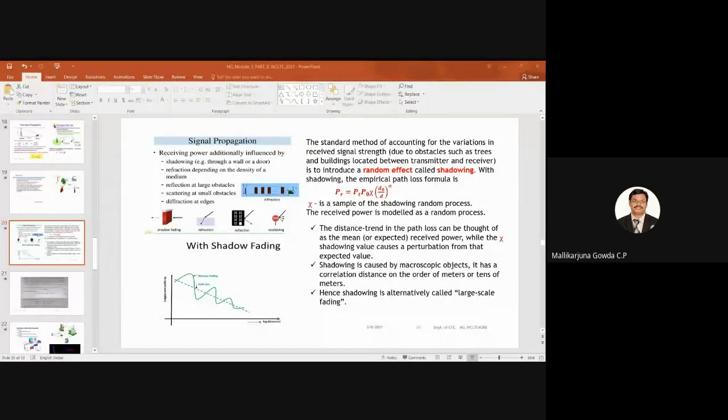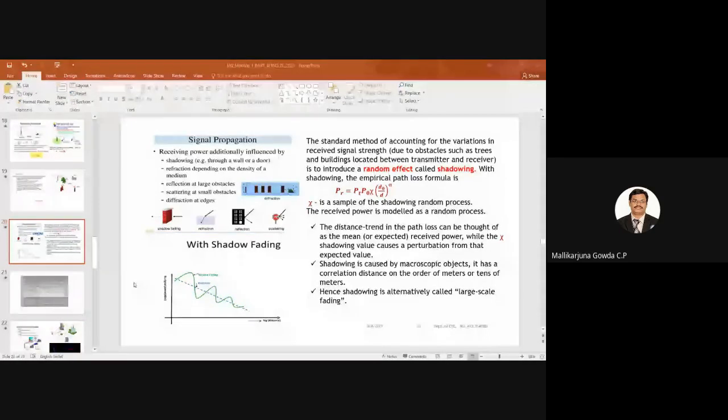Have you understood what is shadowing? Yes, sir. The propagation of signal through a wall, and it is a random effect. What is the empirical formula I said? And here we are taking the sample of the shadowing as a random process. I gave an example, considering the path loss due to distance as the mean value. From that mean value, the variations of the signal strength will be considered as the shadowing effect. Okay, fine.